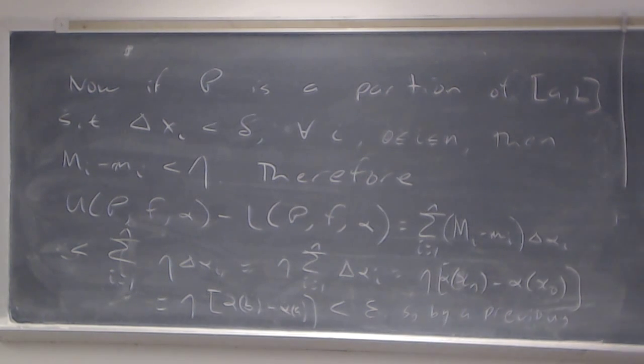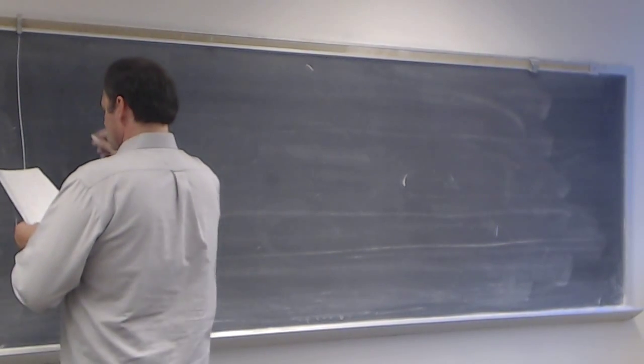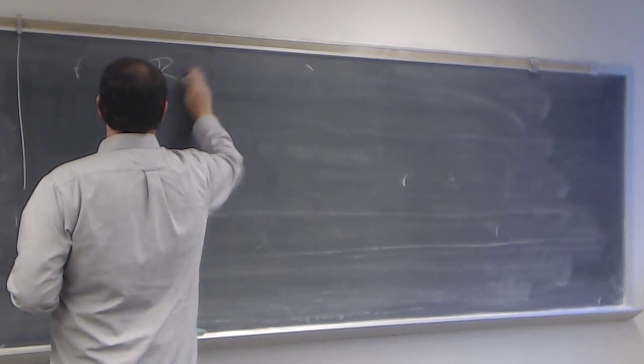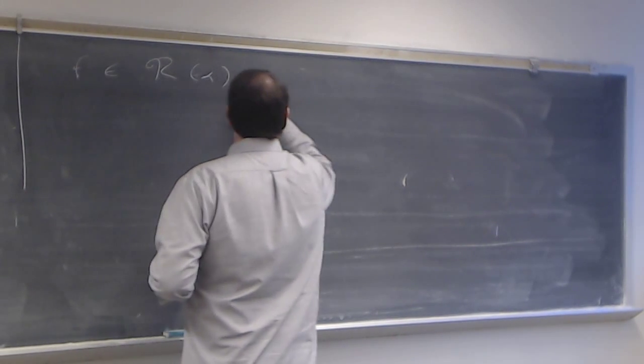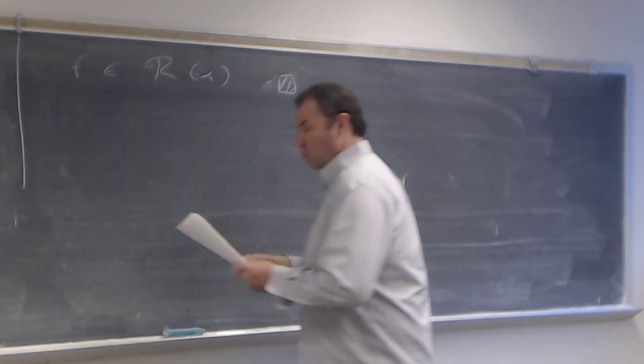Or get close enough to B such that the distance between the last one and the next to last partition value and B is less than delta. Okay, so to conclude this, by a previous theorem, F is Riemann-Stieltjes integrable with respect to alpha. Okay, I'm going to look at one more theorem.